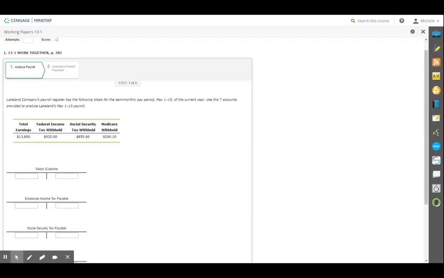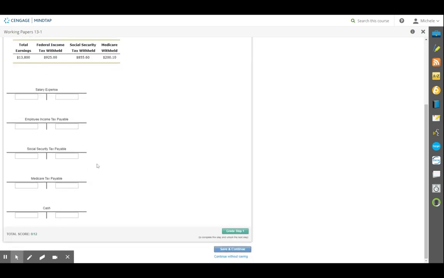Okay, welcome back. We are going to be doing work together for Chapter 13, Lesson 1. And in this problem, we are looking at Lakeland's company. This is part of their payroll register for their semi-monthly pay period that was May 1st through the 15th. And all we're going to have to do is put those into T accounts. So we talked about the T accounts whenever we went through the lesson. If you need to refer back in your book, that is on page 379. And basically, we just have to fill these in. So let's take a look at them first and analyze what it is that we're looking at.